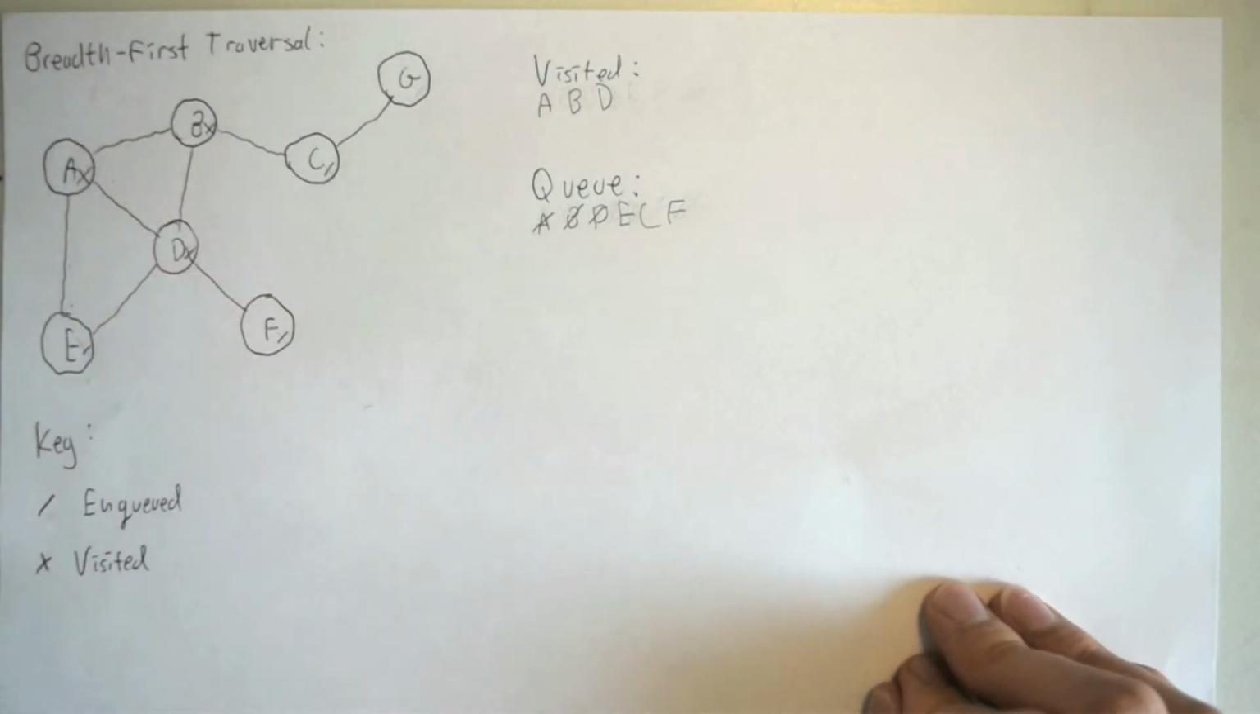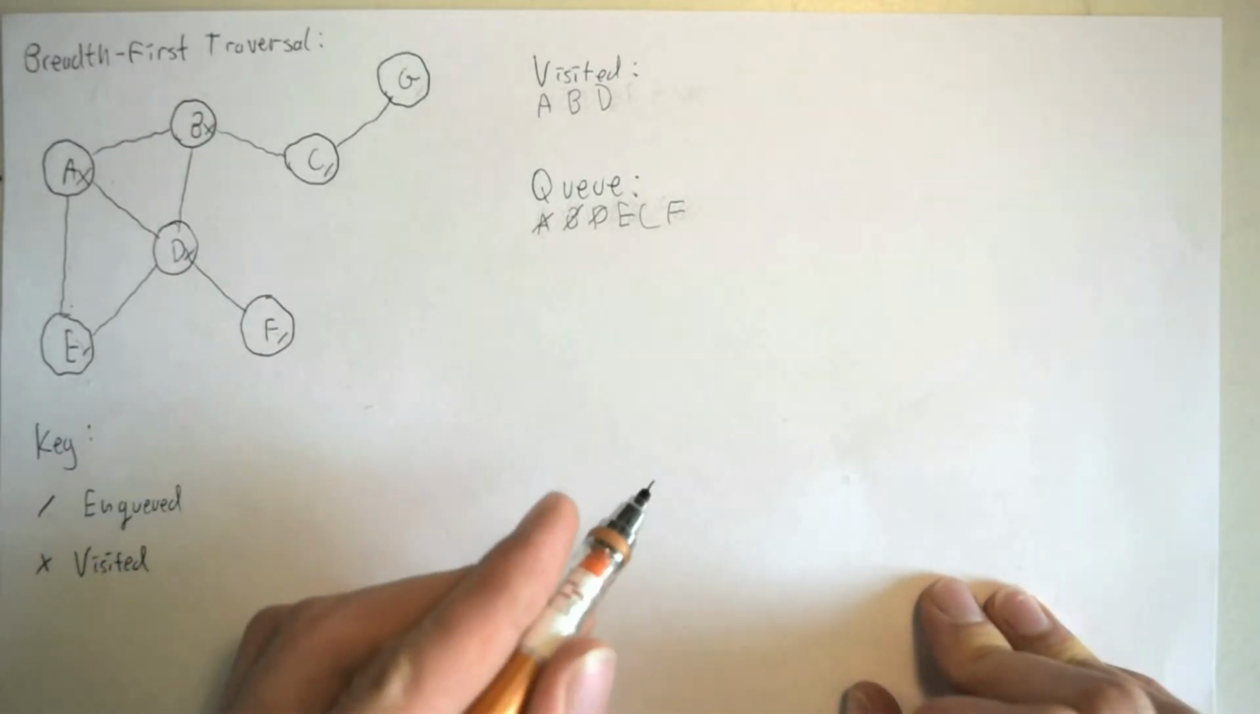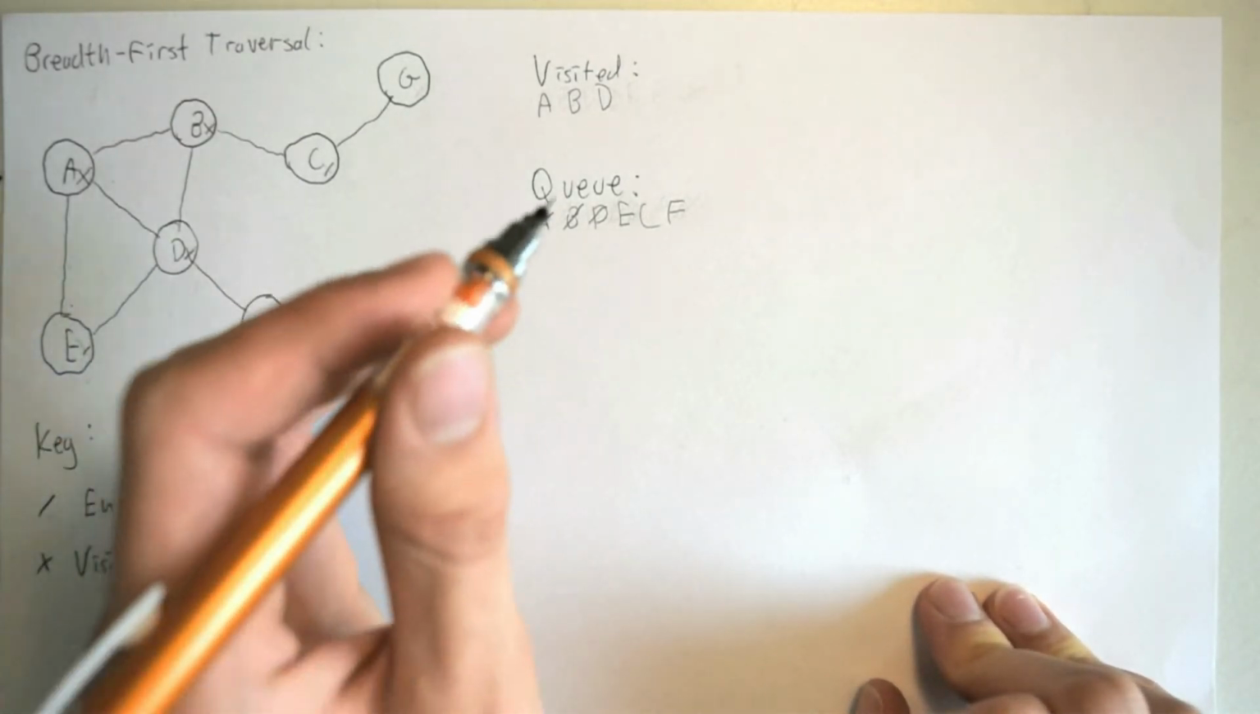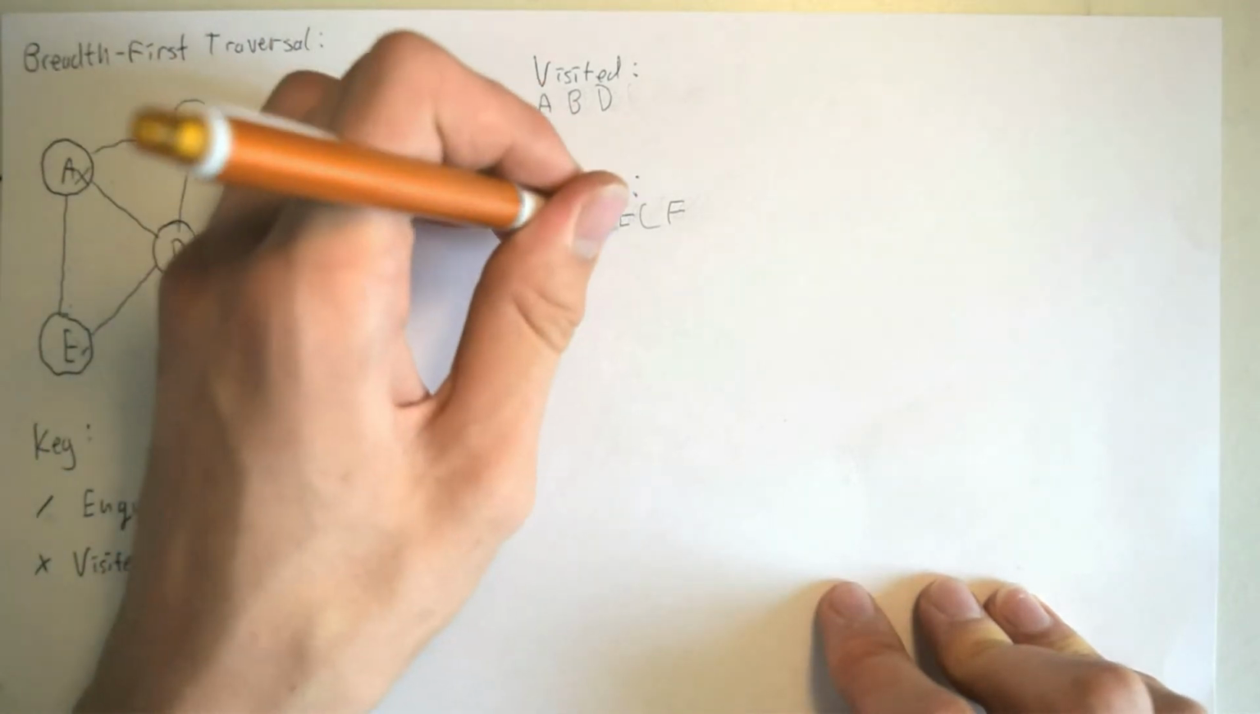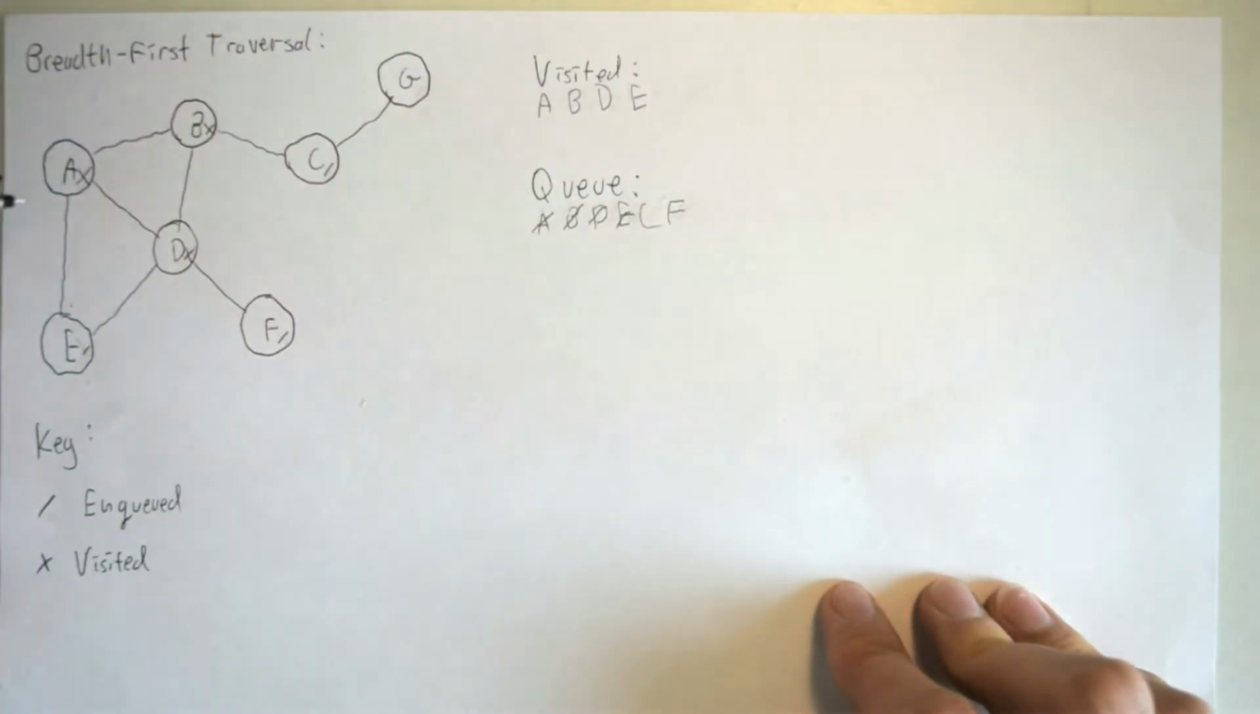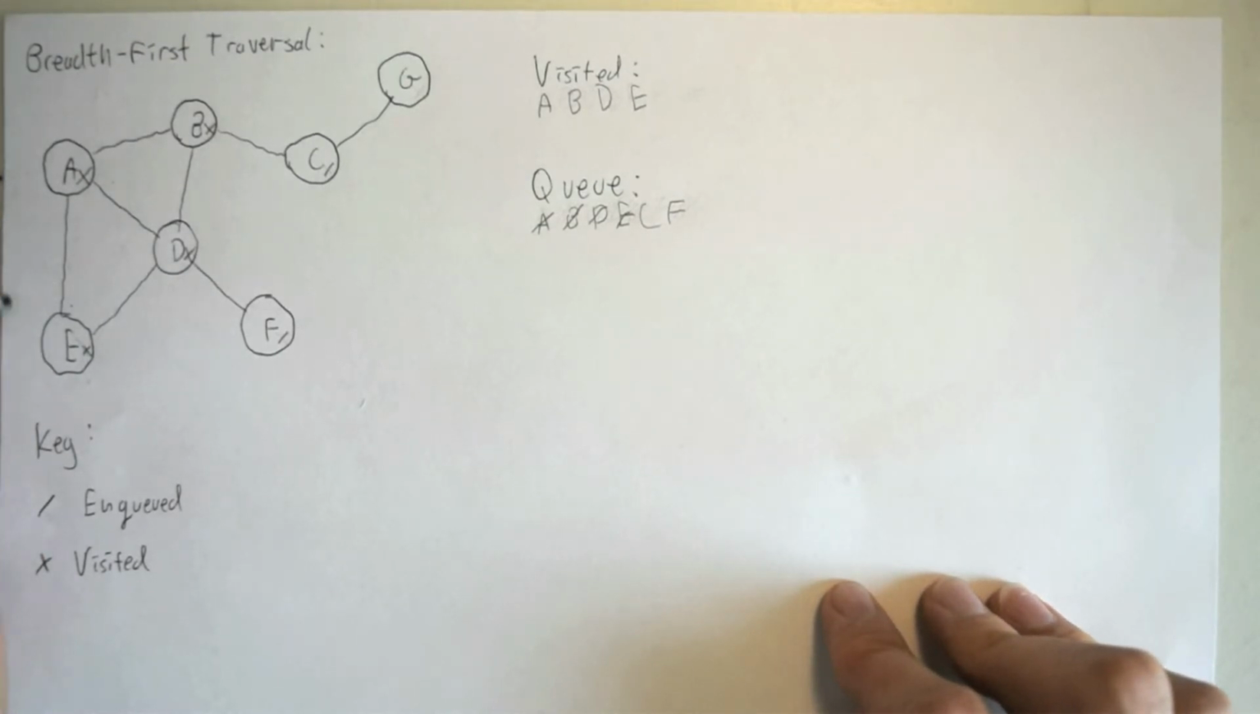So the next first element in the queue is E, so we cross it off, put it there, and then mark it and look around it. It's got no free nodes around it, okay.